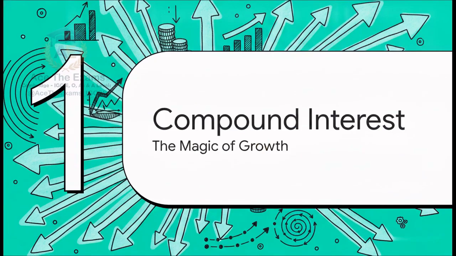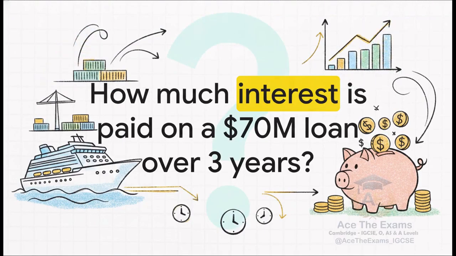So Section 1. The magic of compound interest. Compound interest is one of those concepts that literally shapes the global economy. It shows us how time dramatically affects money. And it's not just about a flat, predictable rate. It's about interest building on top of interest. Snowballing, basically.